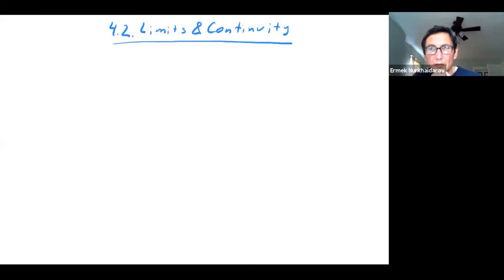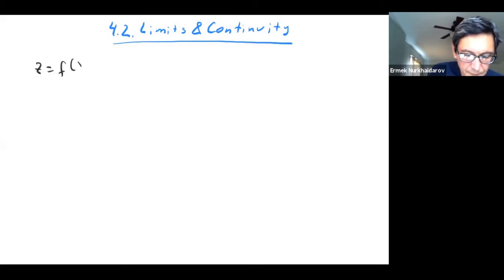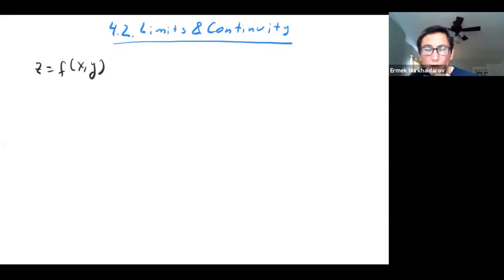Okay. So the setup is going to be, we're going to have function z, which is a function of two variables x and y. So in calculus 1, we have y equals f of x, a function of one variable. Now we have a function of two variables.